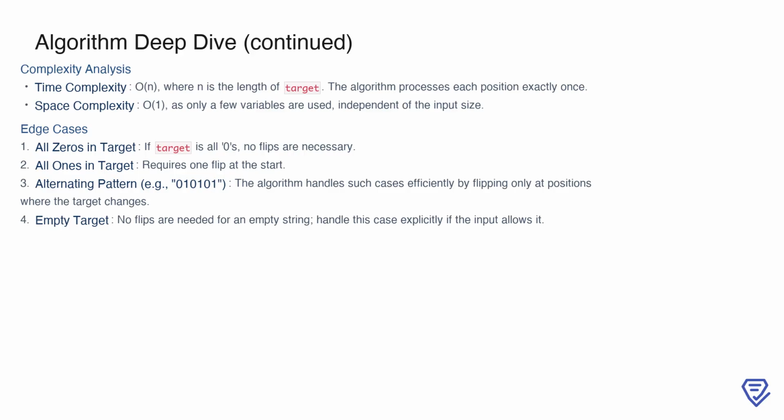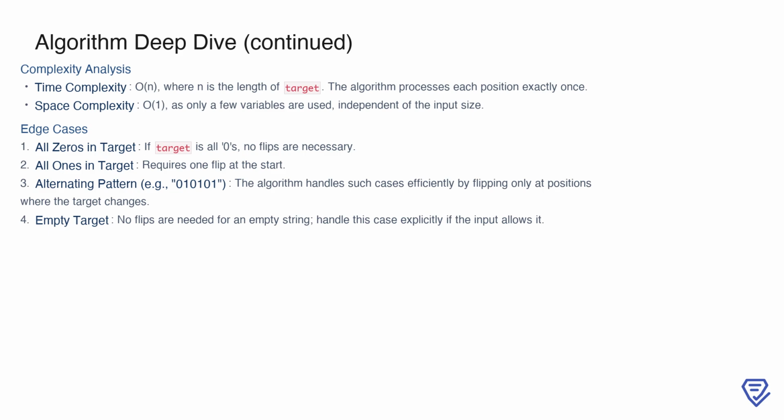Now, let's consider some edge cases. If the target string consists entirely of zeros, no flips are needed since the initial state already matches the target. If the target is all ones, only one flip is required at the start to turn all bulbs on. For alternating patterns like 010101, the algorithm efficiently handles such cases by flipping only at positions where the target changes.